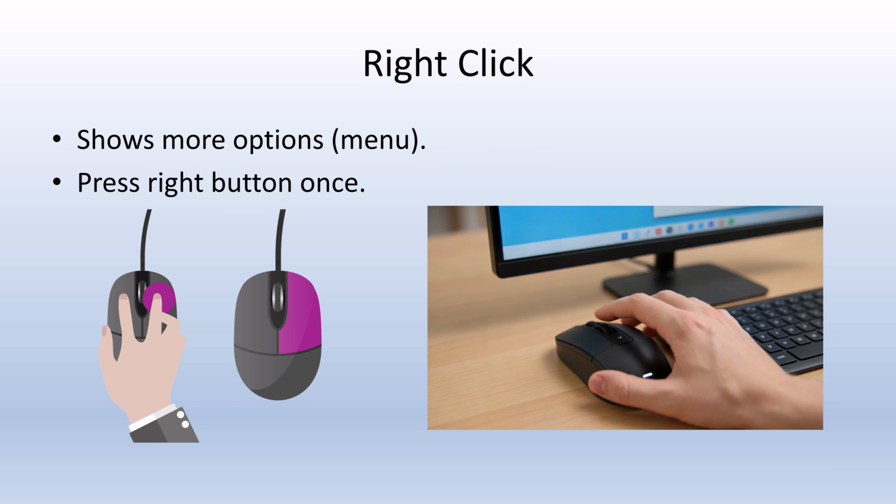Let's see what is right click. So when you want to show more options in a computer, you have to right click. You put the cursor on the item you want, then you press the right button of your mouse once. Then you will be able to see more options for the item you want to open.